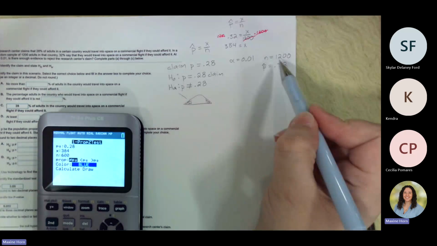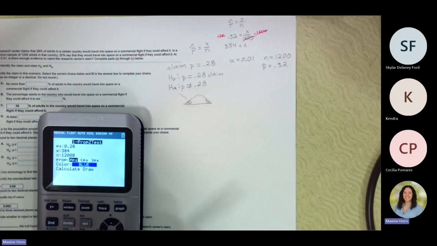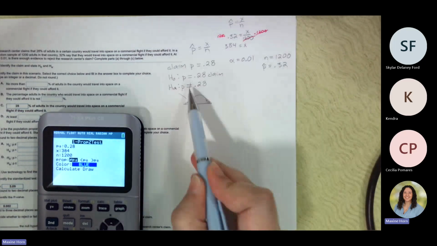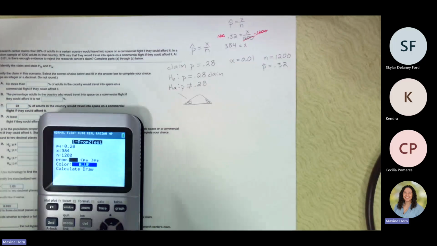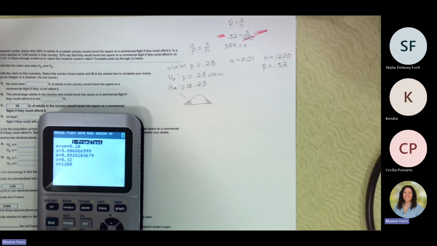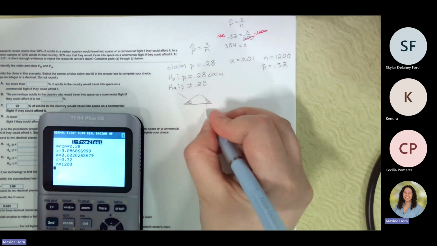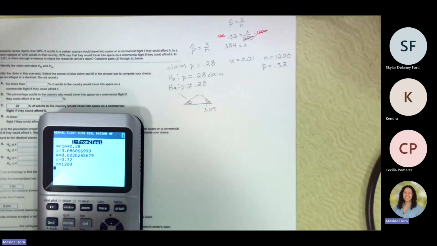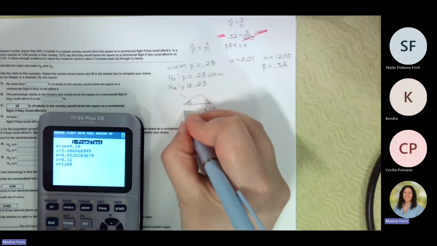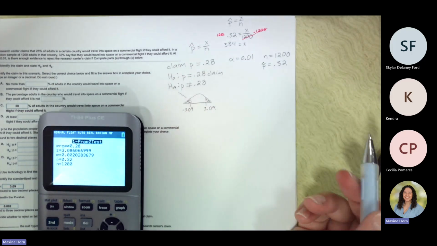Okay, so now I'm going to fill in the rest of the data. I have 1200 here. And then this is not equal to, right? It's a two-tailed test, so we need to make sure that the not equal to is highlighted. And then we're going to go down and calculate. So this test statistic, this z-score, is 3.09 if we go to two decimal places. And over here is negative 3.09, right? Because we've got the positive and the negative.